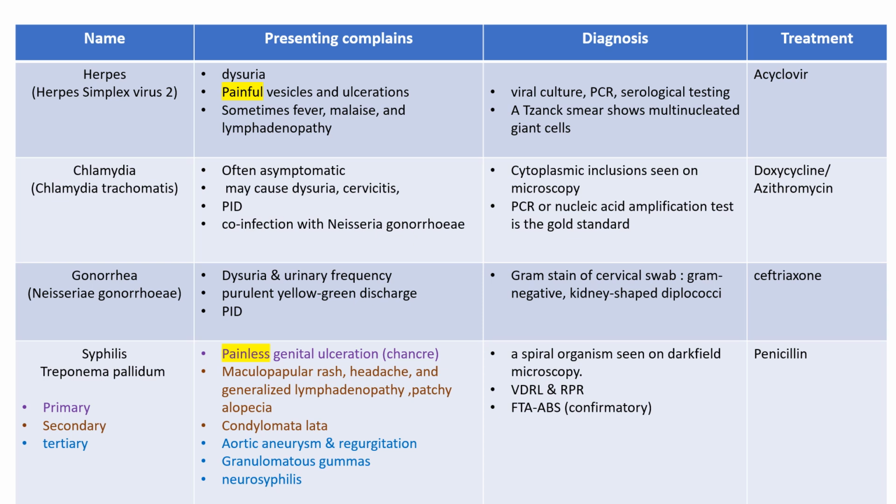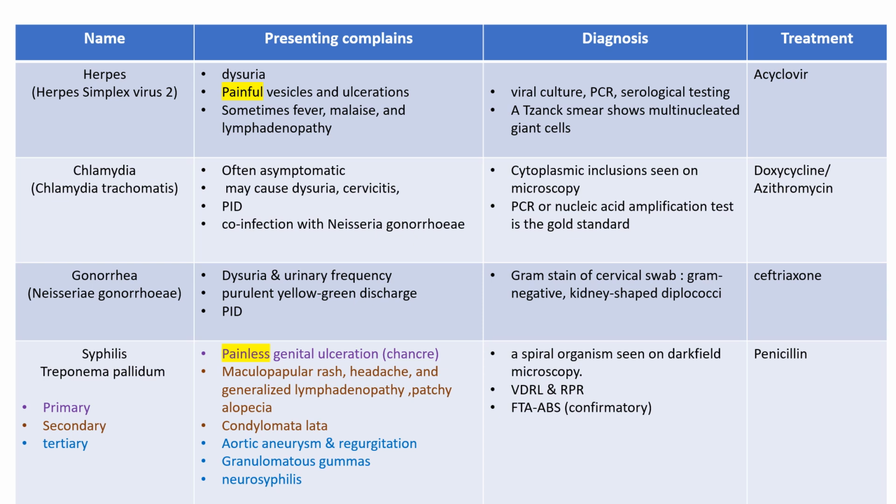Now for chlamydia, it is caused by Chlamydia trachomatis. Often these patients are asymptomatic, but sometimes they can present with dysuria and cervicitis. It can lead to pelvic inflammatory disease, and usually these patients are co-infected with Neisseria gonorrhoeae. Now, under the microscope, cytoplasmic inclusions are seen, but the gold standard of diagnosis is doing a PCR or a nucleic acid amplification test, and the treatment is doxycycline and azithromycin.